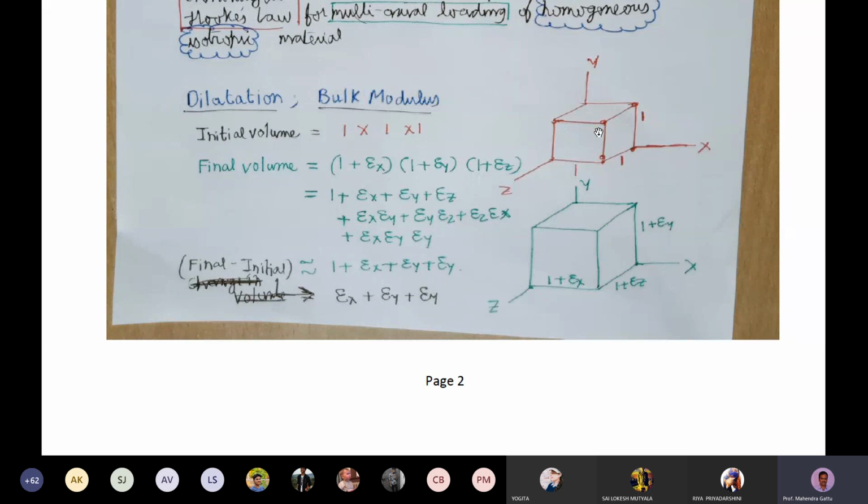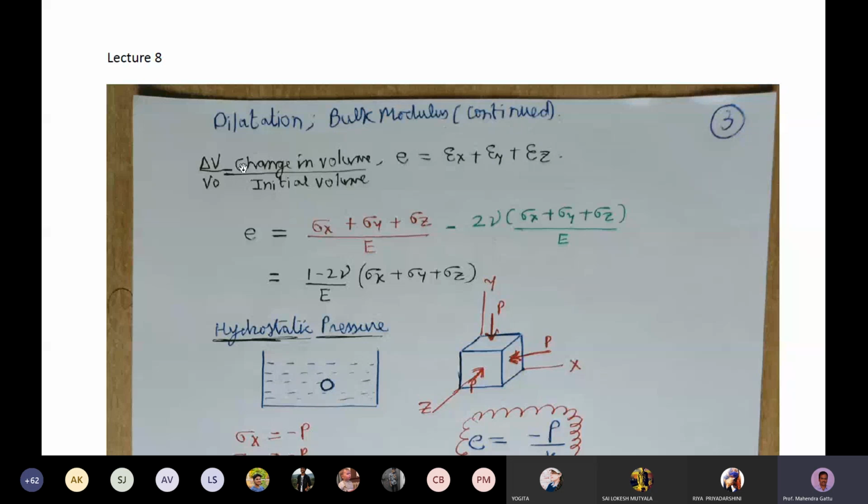So if the initial volume of the cube is abc, then the change in volume will be abc into some of these three terms. So now we will introduce a term called dilatation, that is defined as change in volume by initial volume. So change in volume by initial volume is this term, epsilon x plus epsilon y plus epsilon z, and that is also denoted by this letter E. This letter E is called the dilatation. You can define it as change in volume per unit volume. So per unit volume refers to the initial volume.